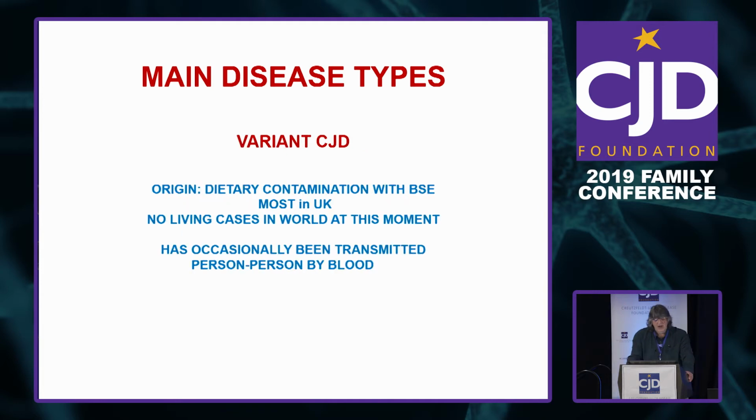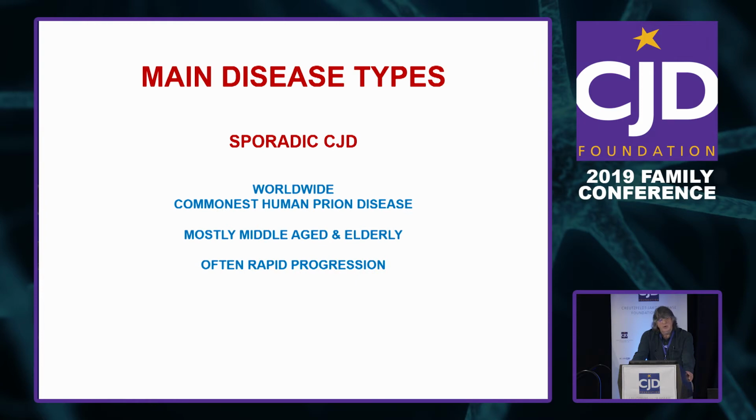Variant CJD is dietary contamination with BSE, mostly in the UK. No living cases in the world at this moment, as we know. It has occasionally been transmitted person to person by blood. And sporadic CJD, worldwide, is the commonest human prion disease, mostly, but not entirely, middle-aged and elderly people, and mostly, but not entirely, with a rapid progression.